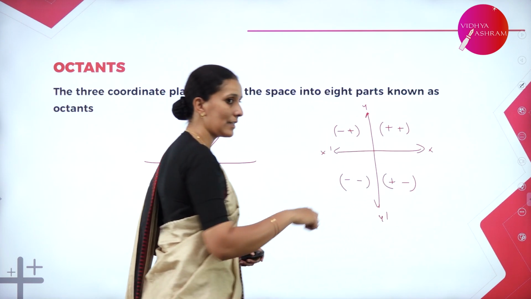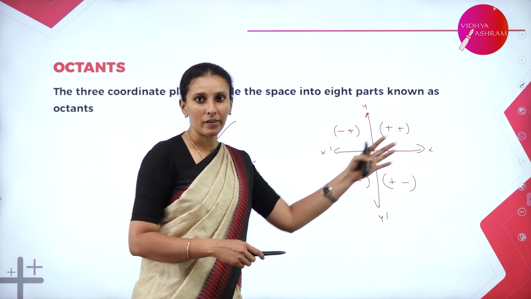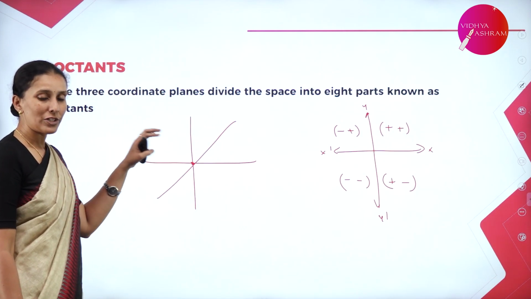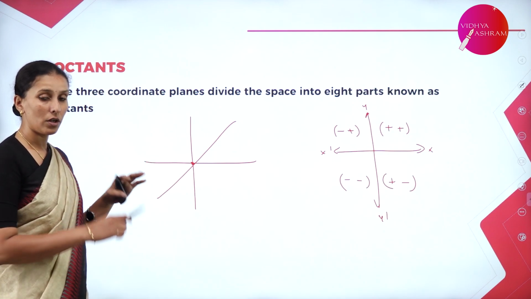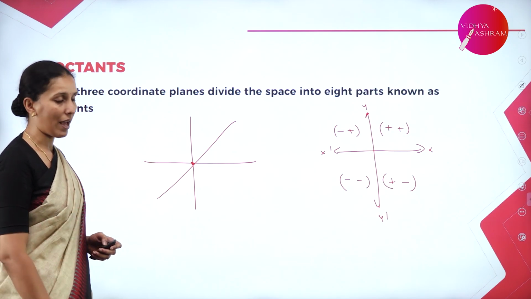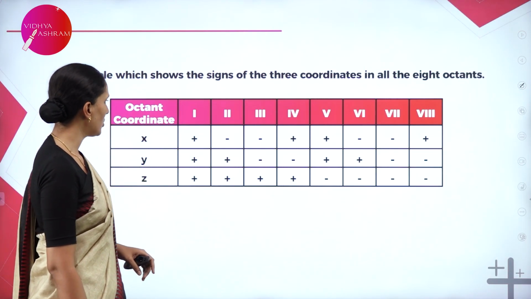So these are the signs in different quadrants. That means any point on these different quadrants will have the respective sign. In the same way, any point which lies in any one of the octants will have its own sign with respect to the x, y, z values. And the signs of these octants are shown in the following table.